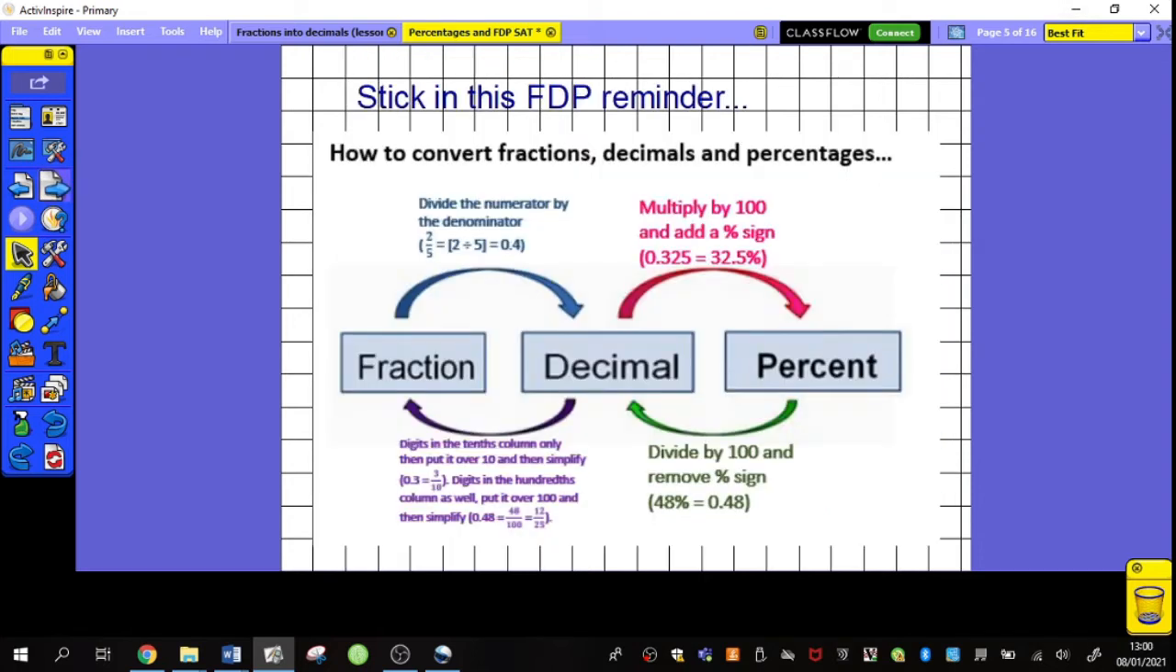So, first of all, I want you to have a look at the help sheet. This is what I'm going to be using throughout the lesson to convert between fractions, decimals and percentages, and each one in their own colour has a little tip on how to do it. So I'm going to be referring to that.